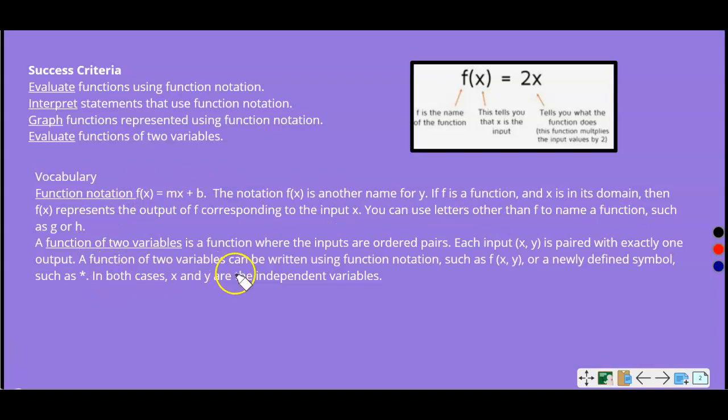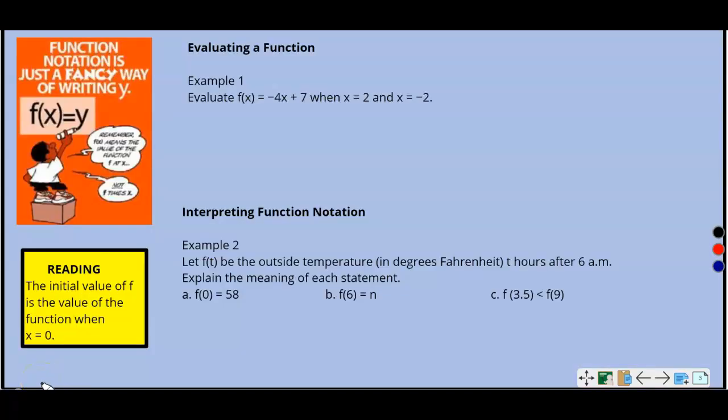You can use letters other than f to name a function, such as g or h. A function of two variables is a function where the inputs are ordered pairs. Each input, x and y, is paired with exactly one output. A function of two variables can be written using function notation, such as f of x y, or a newly defined symbol, such as the star. In both cases, x and y are independent variables. Okay, so this is a special way to look at functions. If you look at it with more than one variable, you can see that both of these are considered independent variables. All right, let's look at some examples.